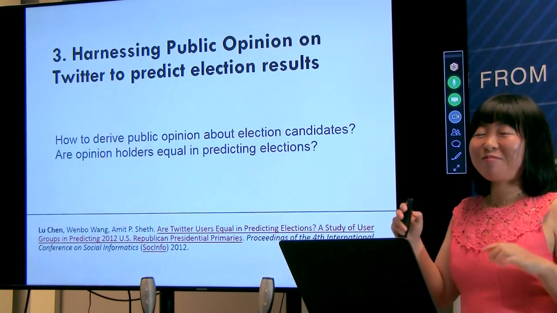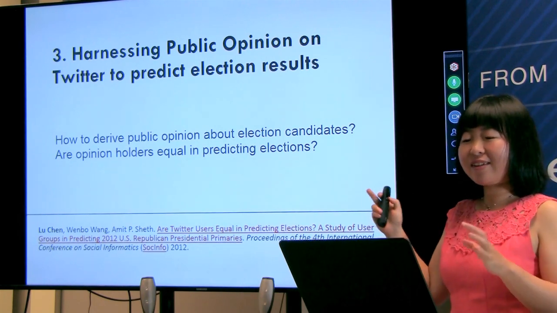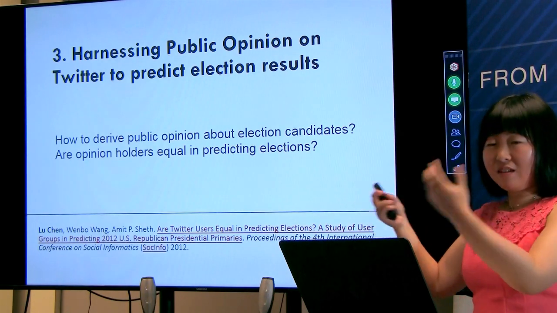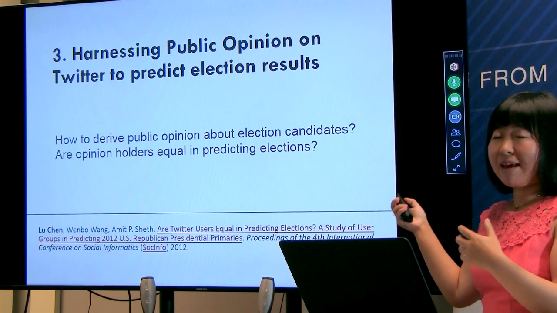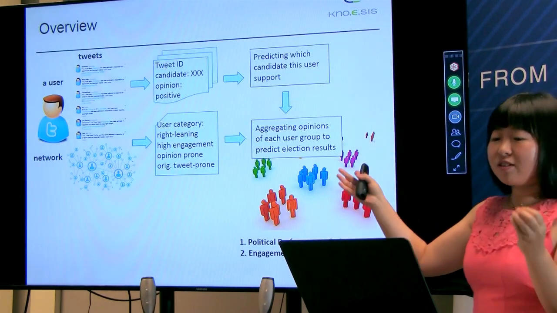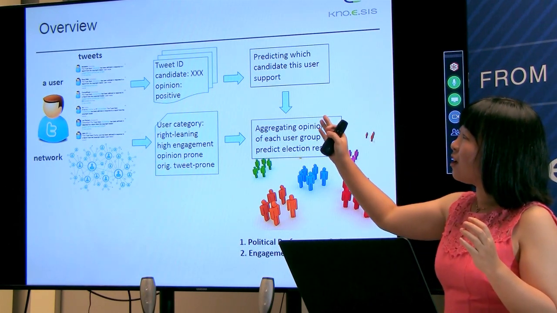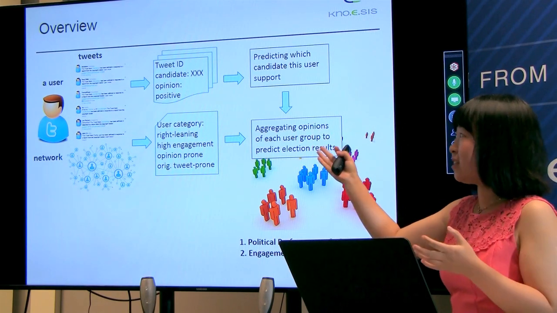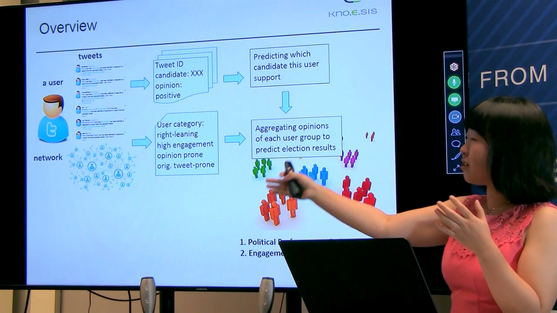Okay, I'll go quickly. This application is about how we can connect opinions on Twitter to predict election results. Basically, we study how we can derive opinions about election candidates and whether the opinion holders matter when we predict elections. Here is an overview of the system. From a user, his tweets, and a social network, we extract for each tweet which candidate is mentioned and whether a positive or negative opinion has been expressed about this candidate. Then we aggregate this information to predict which candidate this user supports.